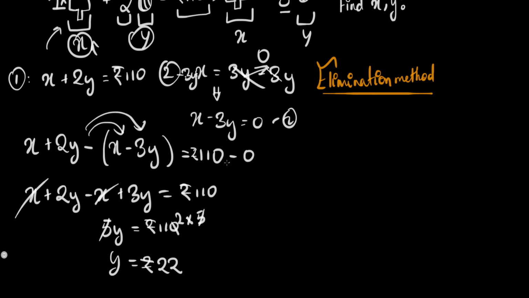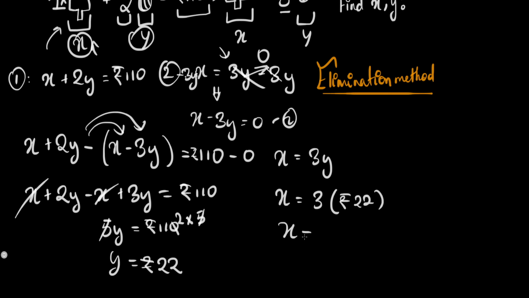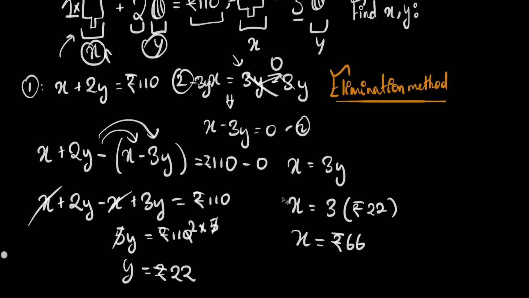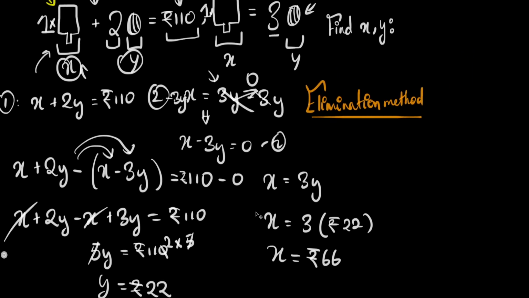Alright. Let's find x. Now I'm not gonna do any elimination method. I'm gonna directly do substitution. That's so much easier. I know x is equal to 3y. That's what we did here, right? So what I will do is x is equal to 3 times rupees 22. I get x is equal to rupees 66. See, this is another way of solving algebra.